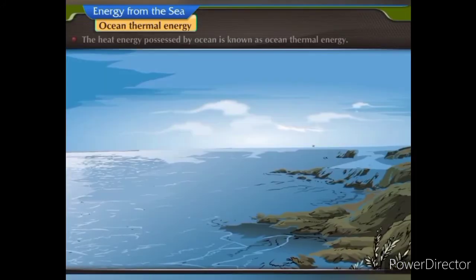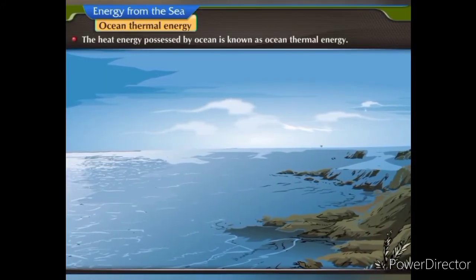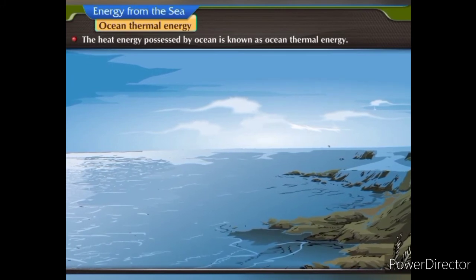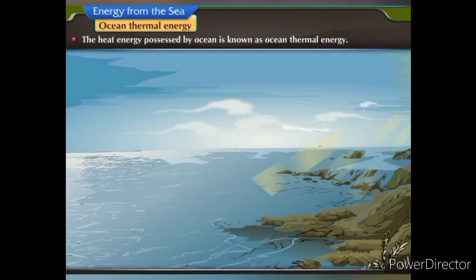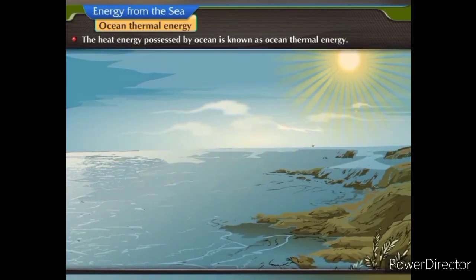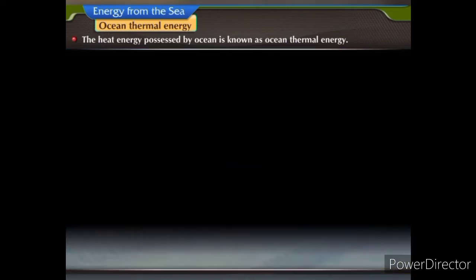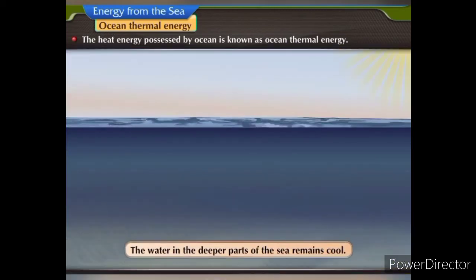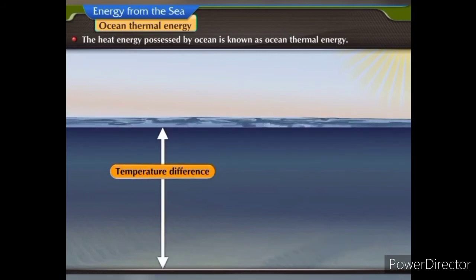Ocean thermal energy. The heat energy possessed by the ocean is known as ocean thermal energy. Let us understand how it is used. During the daytime, the sea surface gets heated due to sunlight, while the water in the deeper parts of the sea remains cool. This gives rise to a temperature difference between the surface and the deeper parts of the sea.